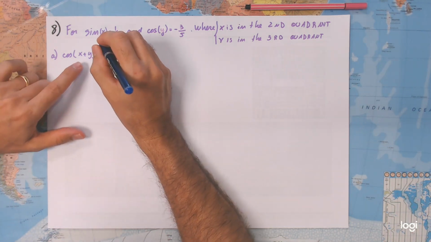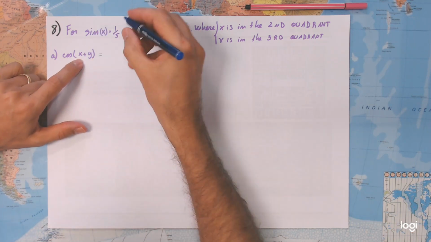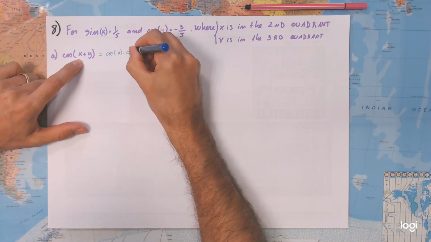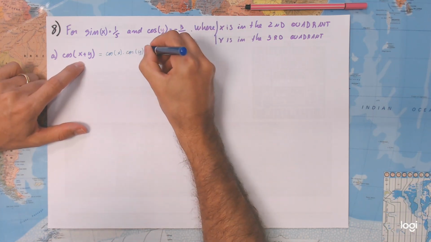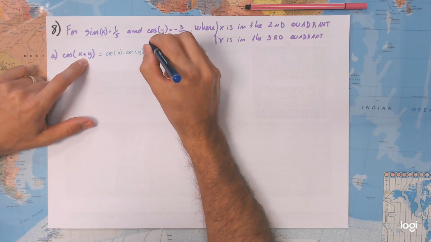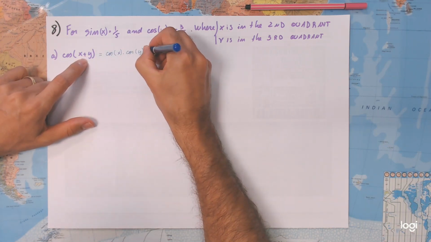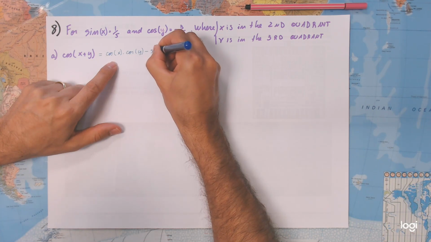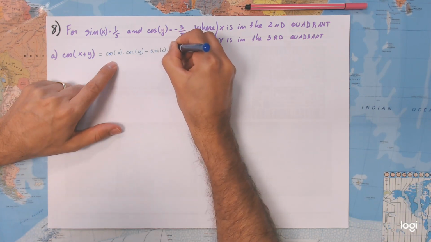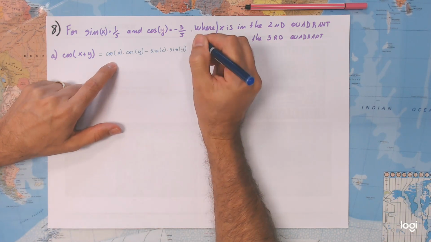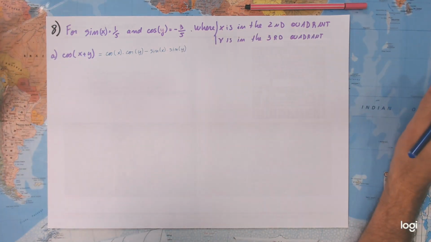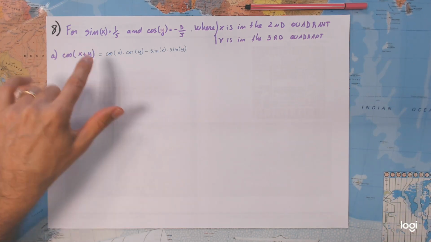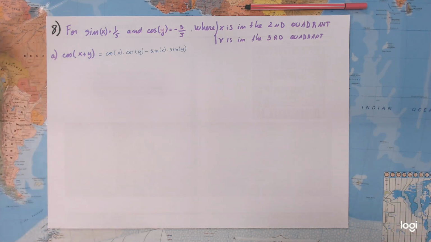Cosine of x plus y, it is cosine of x times cosine of y. Remember the cosine, it is the opposite. If we have plus, we're going to have a minus in here. Well, now let's just put the sine. Sine of x times the sine of y. Now for that we can understand that we need to know the sine and cosine of both angles.